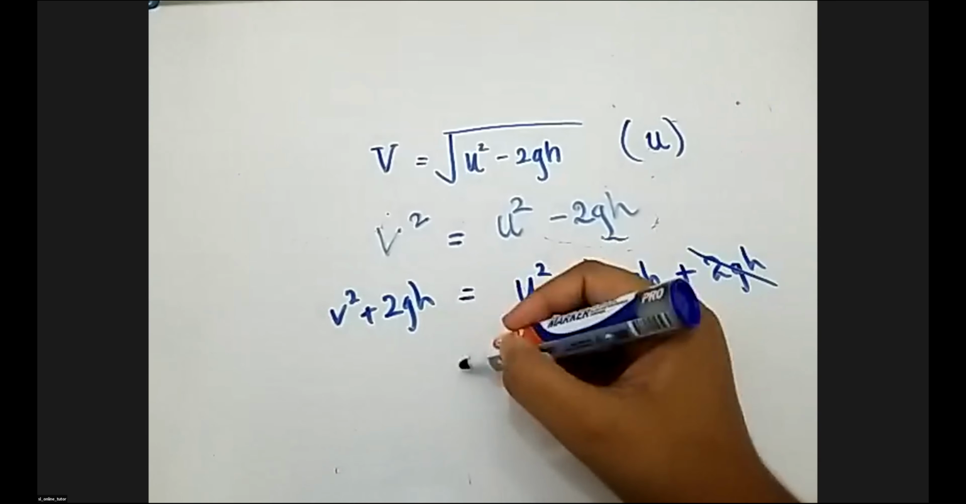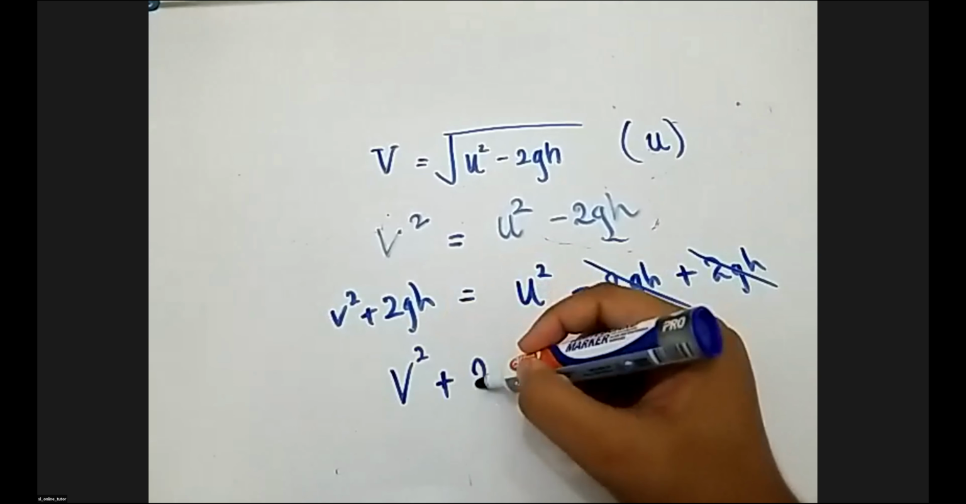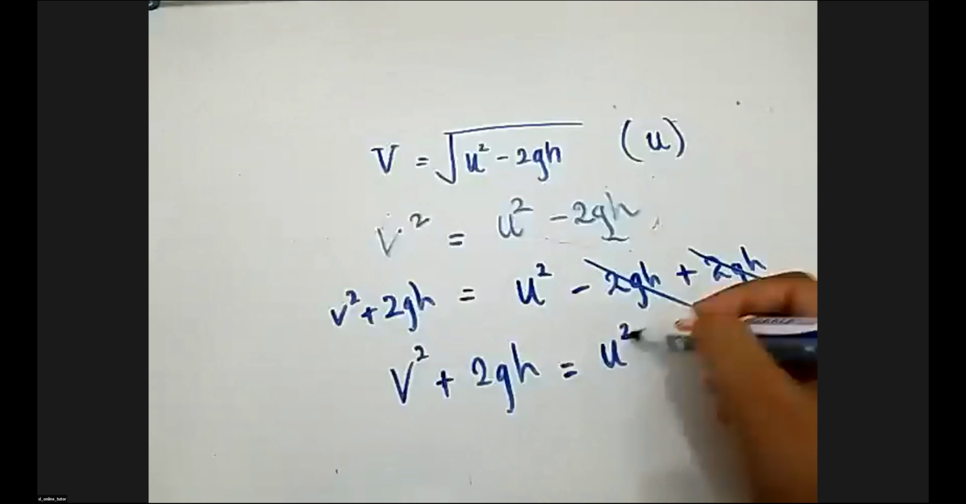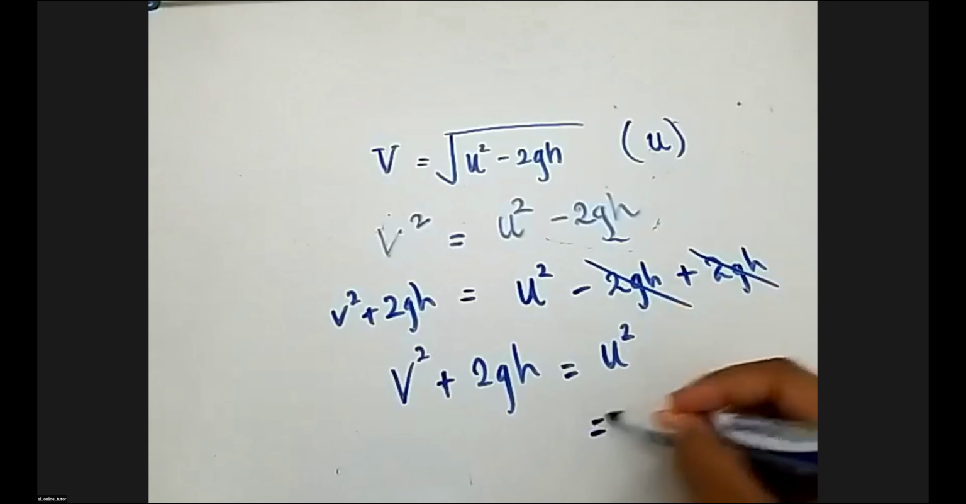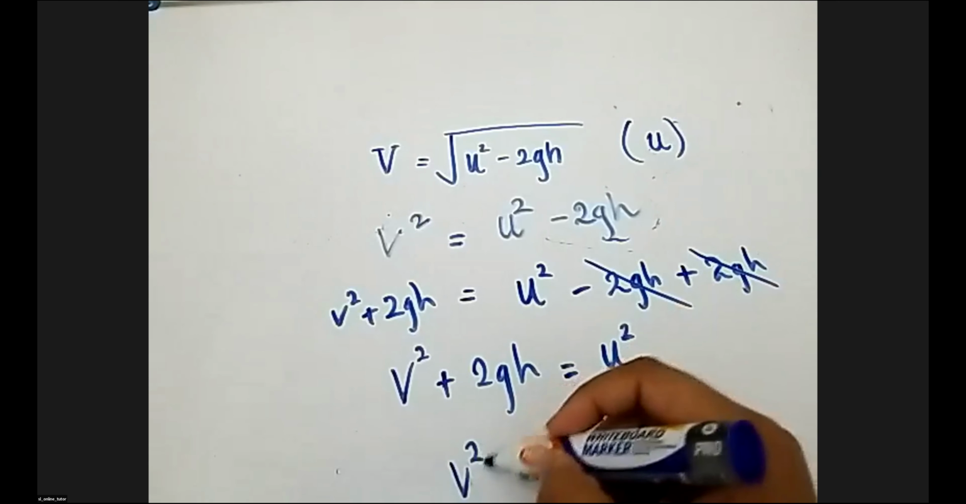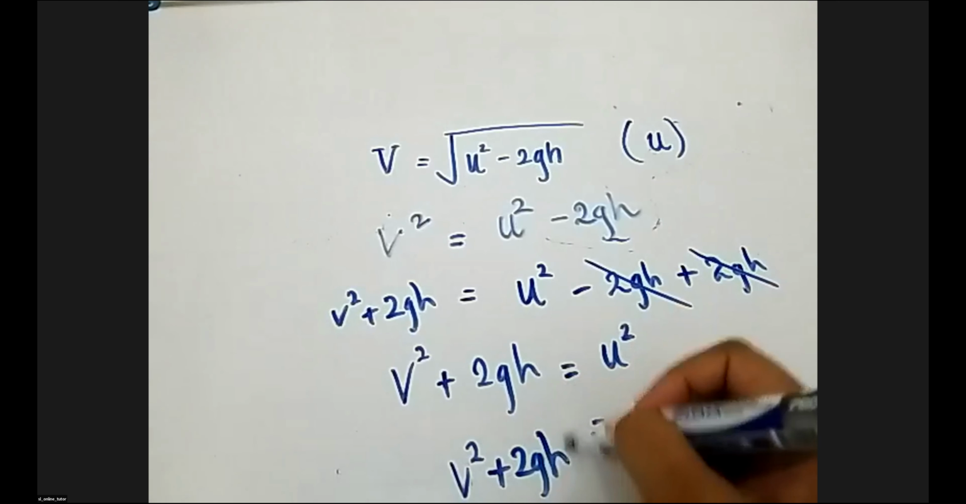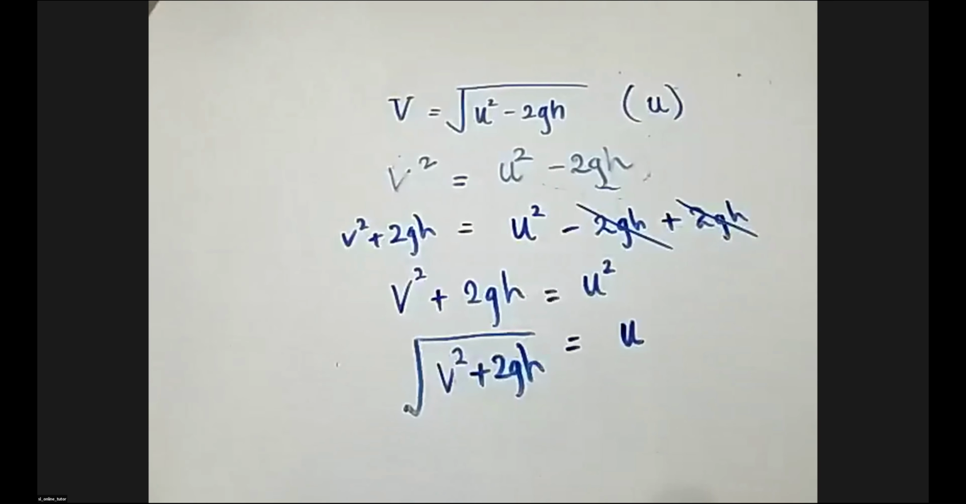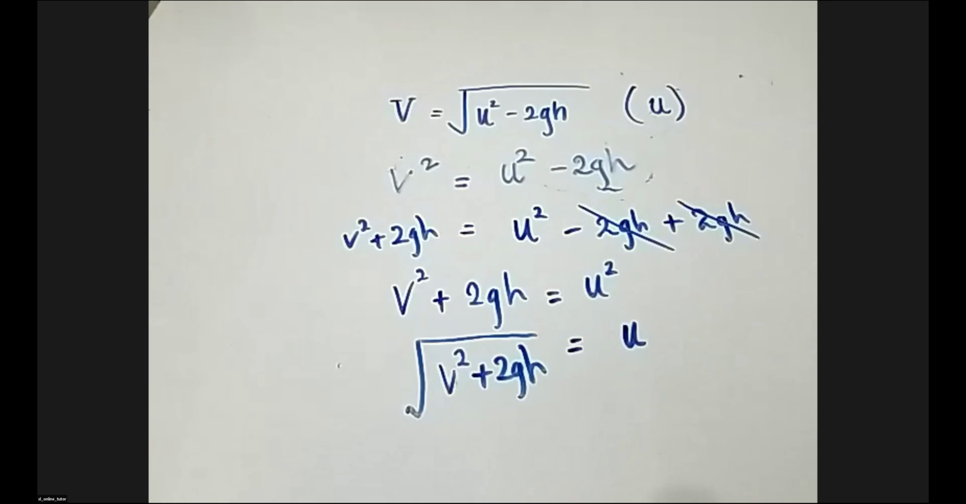Now what we get here: v squared plus 2gh equal u squared. But we need only u. If you want to remove the power, what should we do? We have to take the square root of this side. Square root of this side. Is that clear?